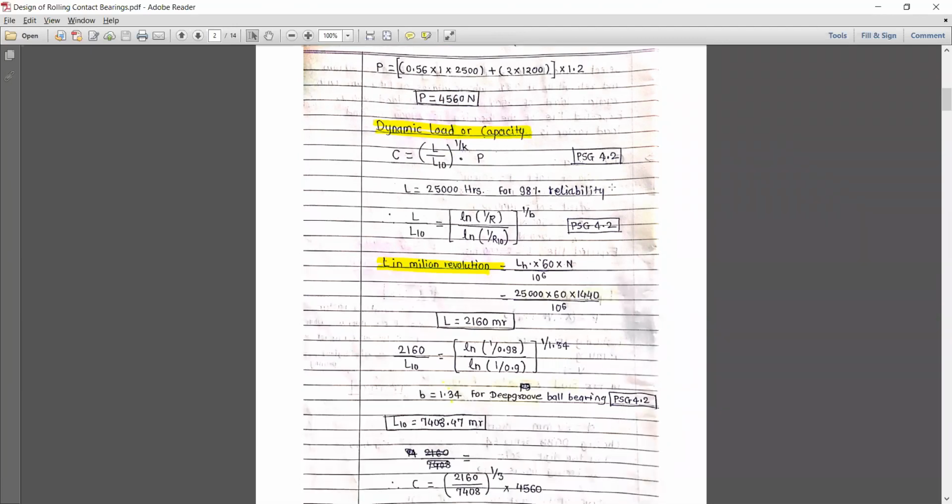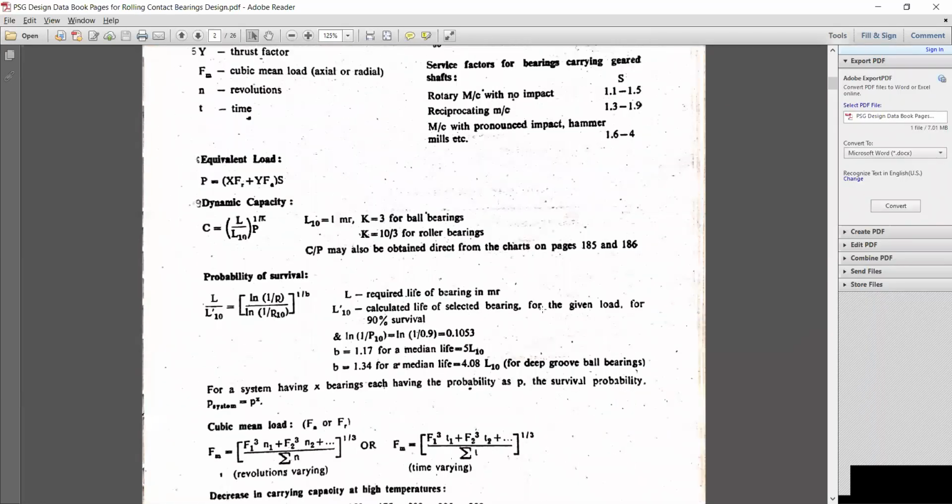Now next, to calculate the dynamic load capacity. As we selected the bearing, we have the value of dynamic capacity. Now in this calculation, we need to find the actual reliability of the bearing. How can we find it? By using the equation C equals L by L10 to the power 1 upon K into P, referring to PSG page number 4.2. I will just show you in the PSG. So here this equation is given.